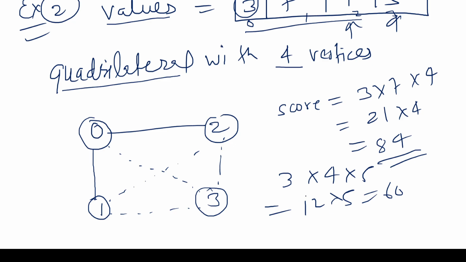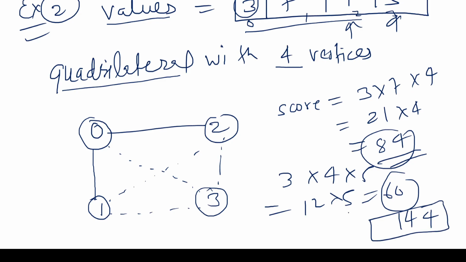Now check the total score. You just add this and this, right? It will come 84 and 60, which is 144. Okay, 144 it will come, correct? So this is the score if we take it like this. Let's suppose we draw a diagonal that will take 1 and 3 first.